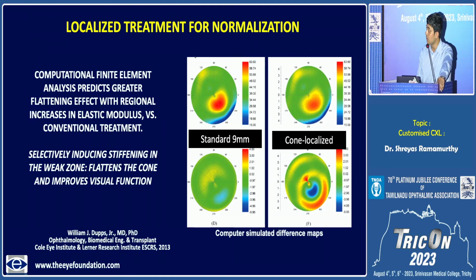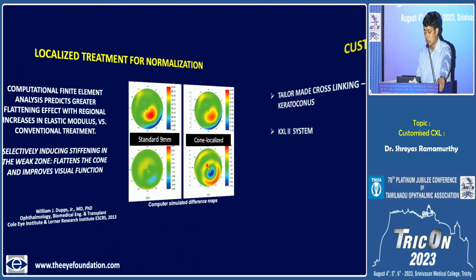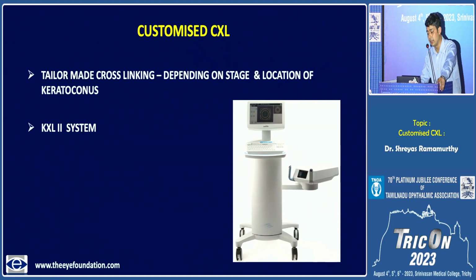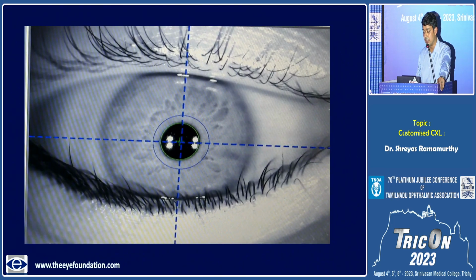Also, computational finite element analysis showed that selectively stiffening the weak area flattens that region of the cone, thereby giving a better regularization and improving the visual function. While this was there in theory, it was made possible by the advent of the KXL2 system from Avedro, where you can customize these energy patterns and make them in different arcs.